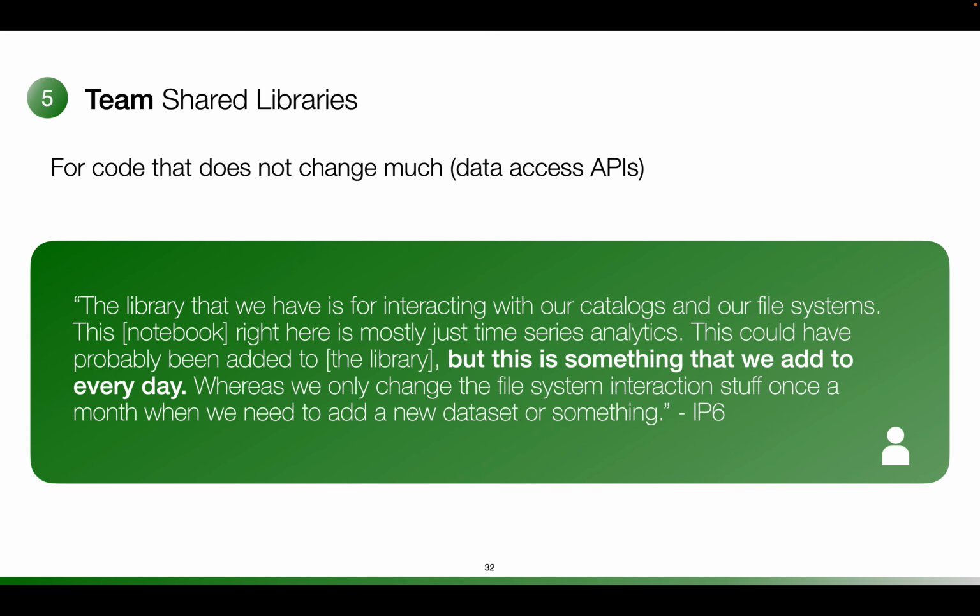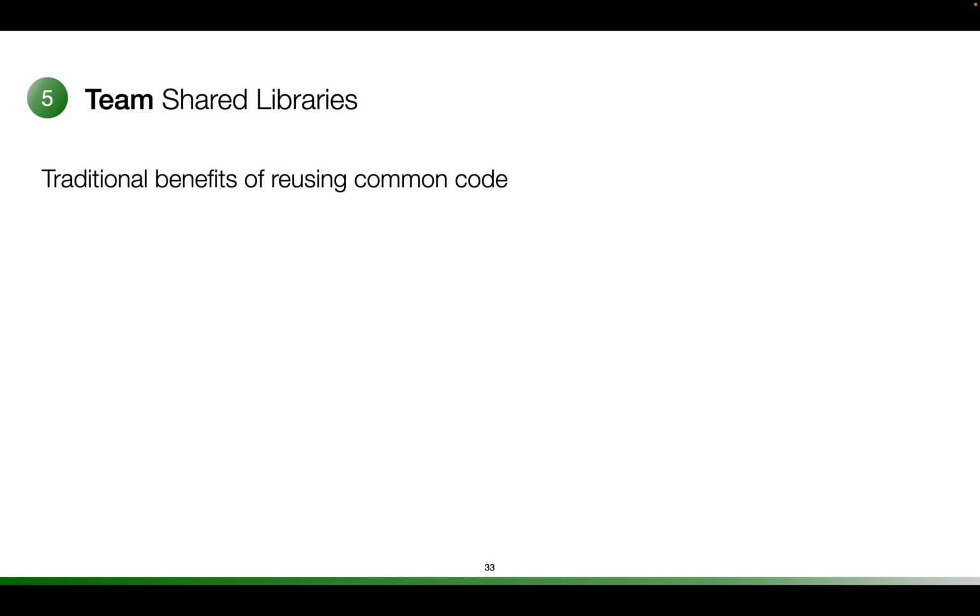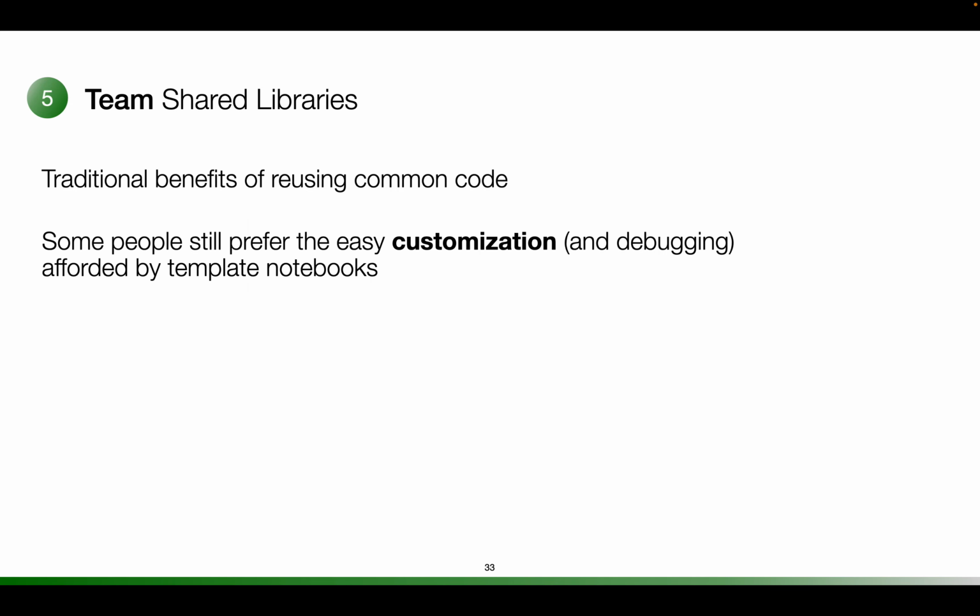So what they're talking about here is that they use the library for stuff that doesn't change very much, in particular the data access APIs, but when they're doing stuff like template notebooks, they want to be able to add to that every single day. Of course, there's the traditional benefits of reusing common code, like less repeated code and easier updates. However, some people still prefer the easy customization and debugging afforded by template notebooks.